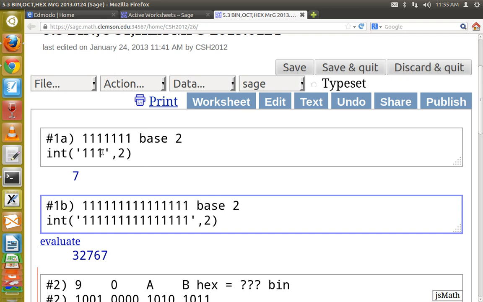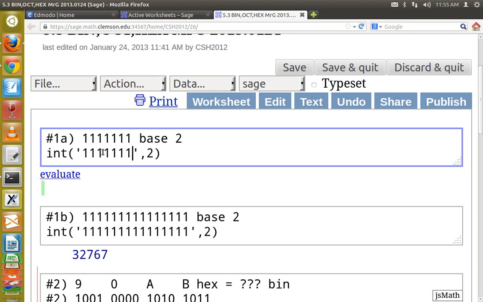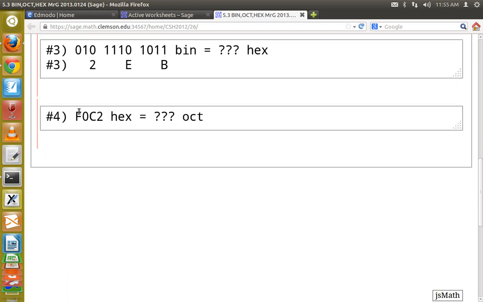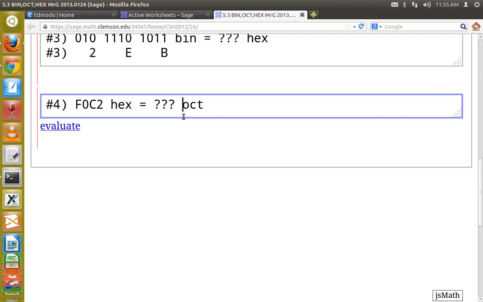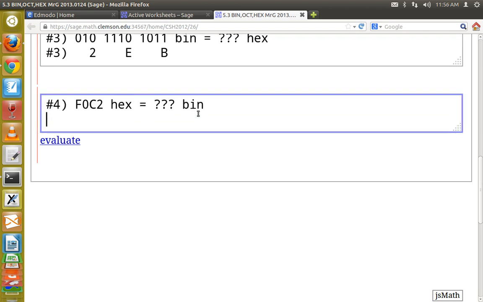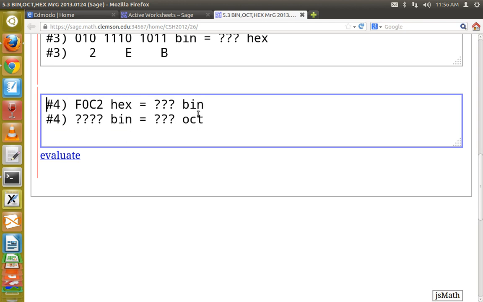Oh, okay. Let me not mess this up. Let's do that. First step, let's do it in steps. First step, convert that to binary. Second step, convert whatever you got in binary to octal. Okay? So let's do that.